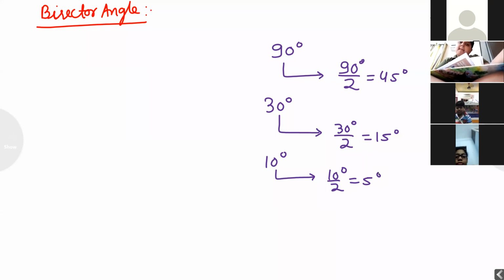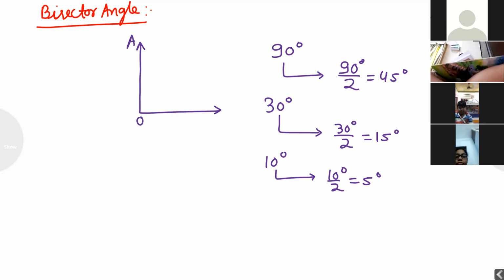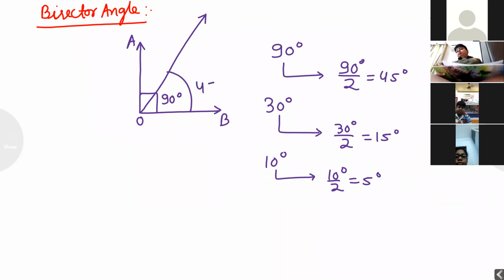If any line divides an angle into two equal parts, that is called the bisector of the angle. Suppose I have drawn one angle here. Listen carefully, don't write. This is angle BOA, 90 degrees. Now if I want to find the bisector of 90 degrees, what will the answer be? 45 degrees. Now with the help of a compass, I want to construct 45 degrees.